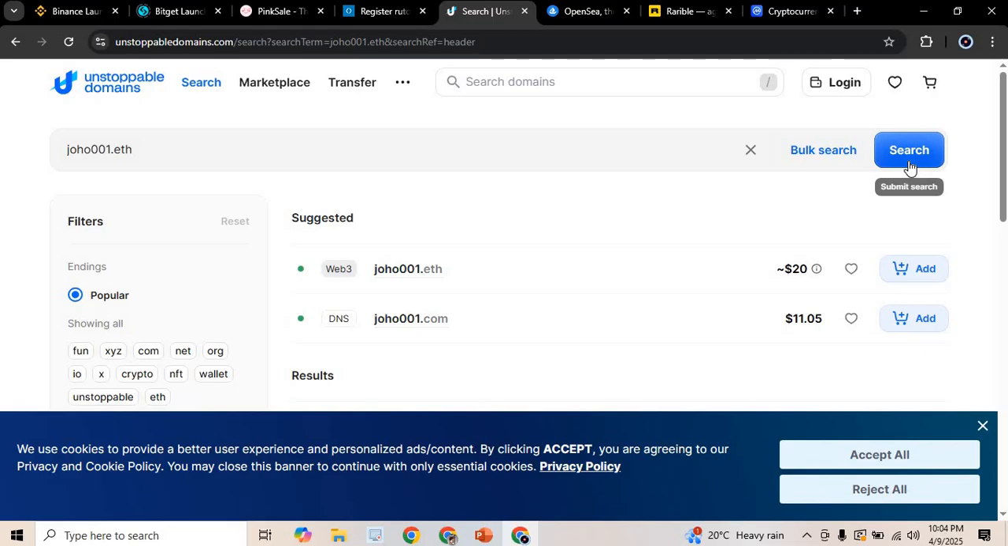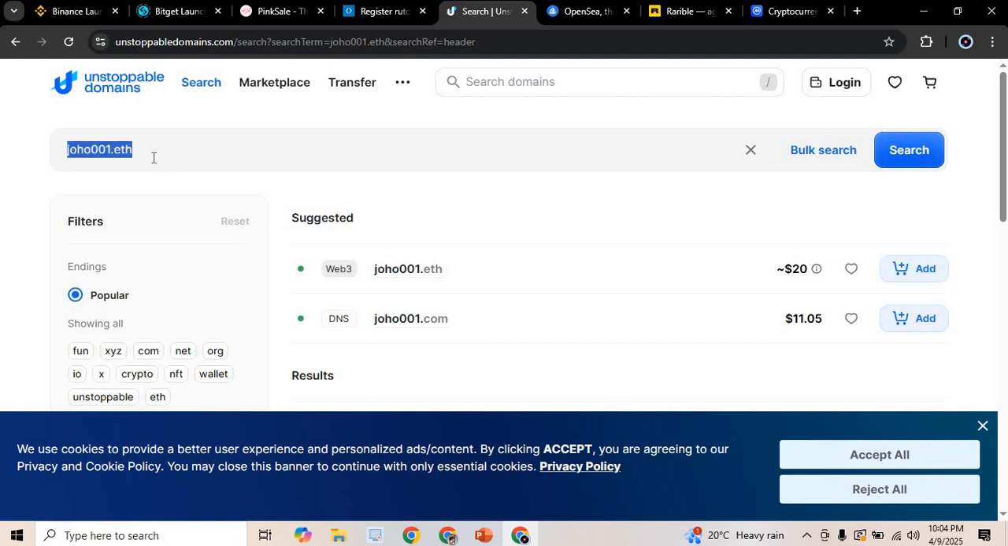It's actually available for only $20. And you can see they're giving you two options. They are providing the traditional name service and also the Web3, Web3 to mean Ethereum name service. But for the DNS, the normal domain system, the traditional one, you can also get it as joho001.com. So with this unstoppable domain, you can come here to buy both, the traditional name service or the Web3 name service, which is what we call the Ethereum name service.